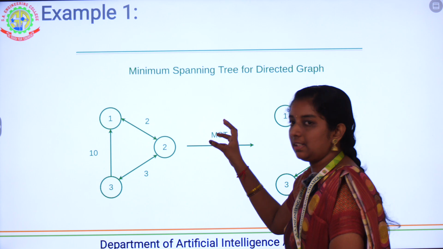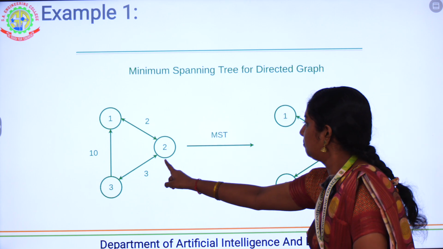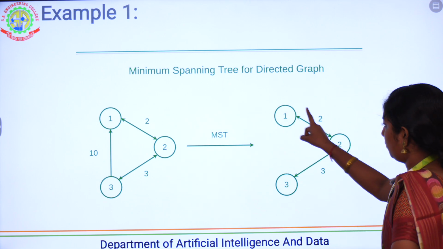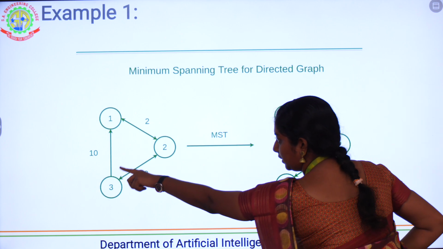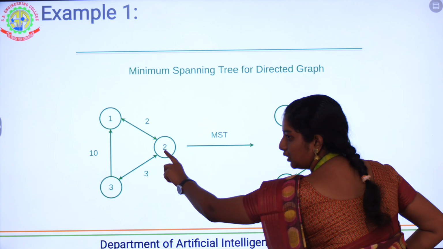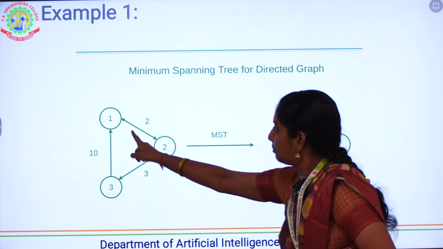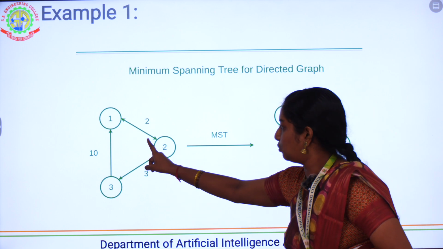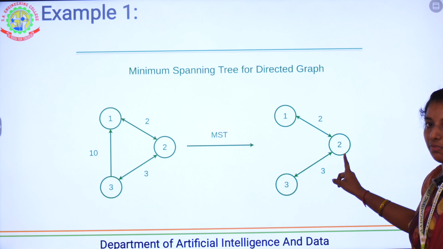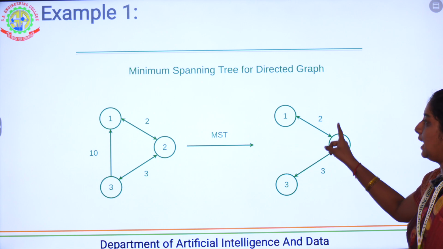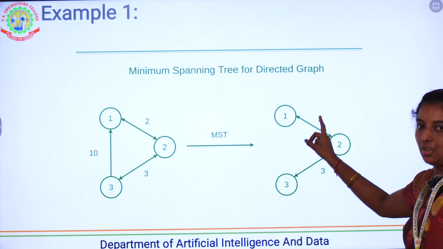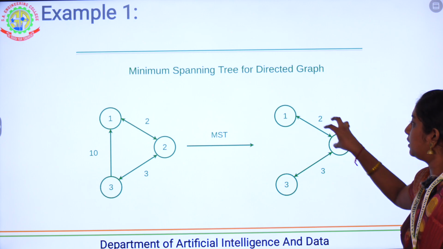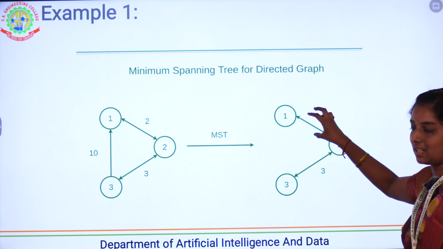We use the technique of the minimum spanning tree, so that the output will be obtained by comparing these distances. First, 1 and 2. For 1 and 2, the minimum weight value is 2. So we have to take the nodes 1 and 2. The intermediate weight value is minimum, only 2. So here we take 1 and 2 for the minimum spanning tree example.